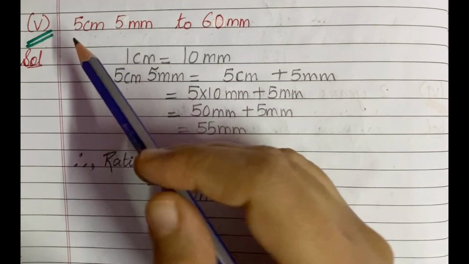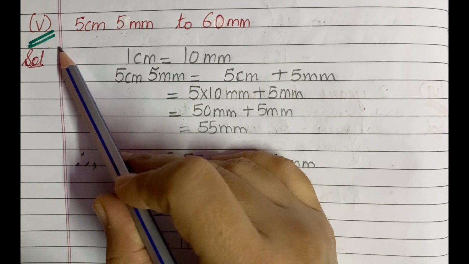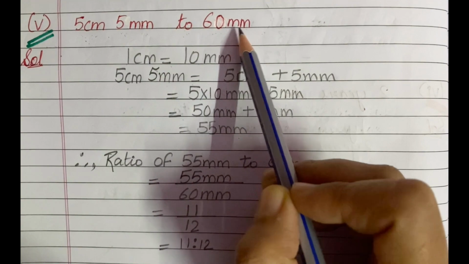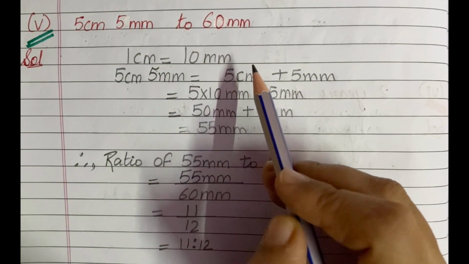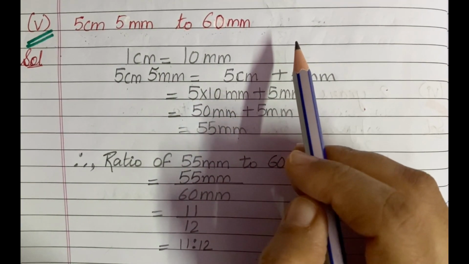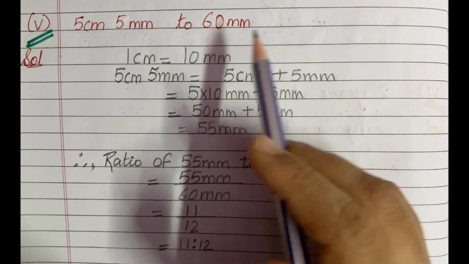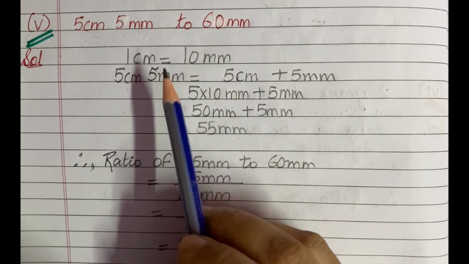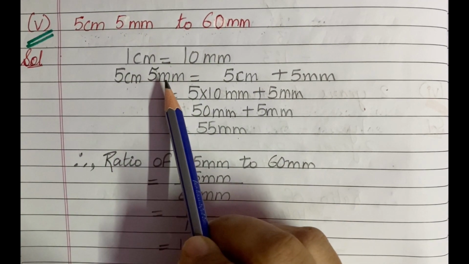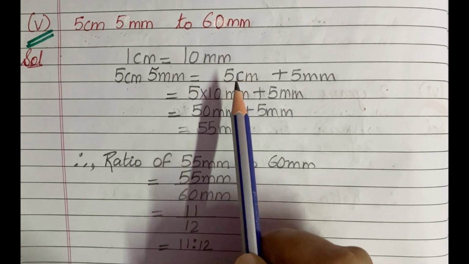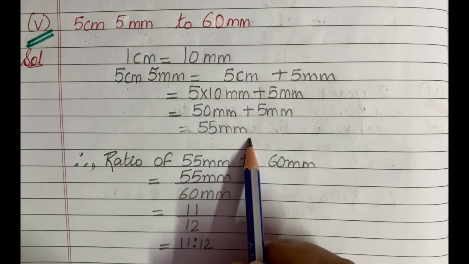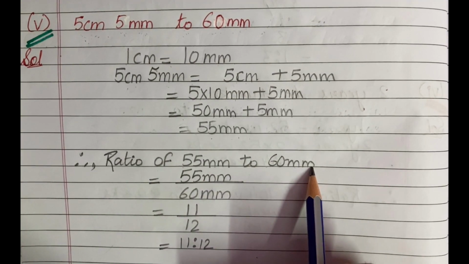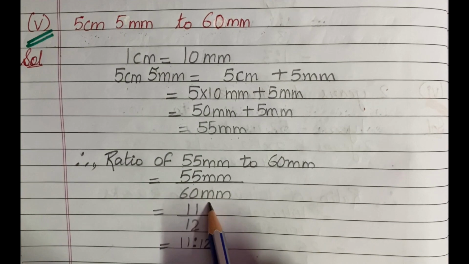Now next I have taken is the fifth part of the same question, and it says 5 centimeter 5 millimeter to 60 millimeter. Now students, here first of all we will make the unit the same, and for making the unit the same we will convert this 5 centimeter 5 millimeter into millimeters, and on converting we will get it as 55 millimeter. Therefore, the ratio of 55 millimeter to 60 millimeter will be written as 55 millimeter upon 60 millimeter.